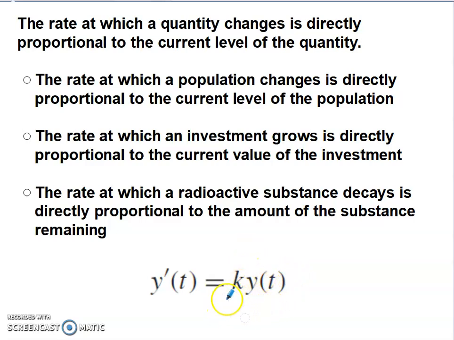So how does this model decay? Well, if k is negative and y of t is positive, and we'll talk about why y of t is in general going to be positive in a few minutes, then your growth function changes to a decay function. If a derivative is negative, your rate of change is negative, your quantity is decreasing. So if k is negative, this models decay. If k is positive, this models growth.